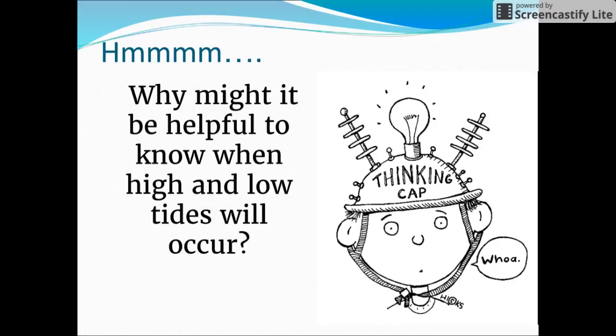So let's think, why might it be helpful to know when high and low tides will occur? Well, if you're interested in fishing or surfing or clamming or sailing, tides are very important to people. Fish might concentrate during areas of low tides. Commercial fishermen who follow the tides learn to fish during levels of highest concentration. That way they can make the most money on the most fish in the most efficient use of their time.